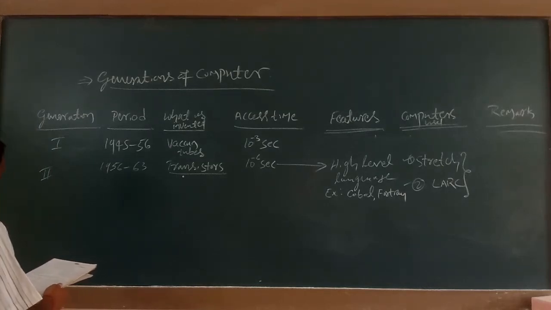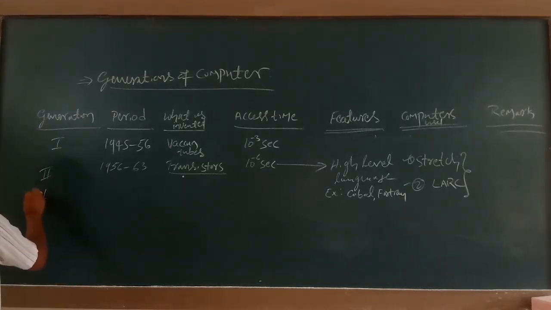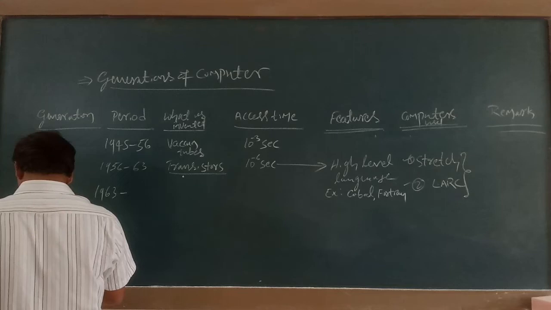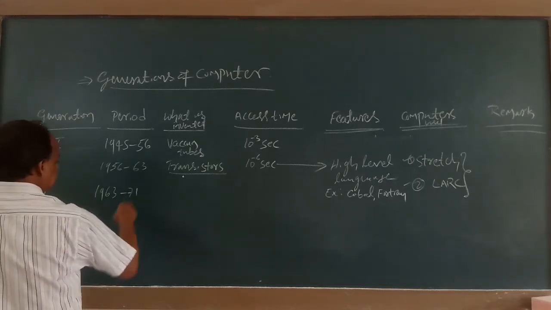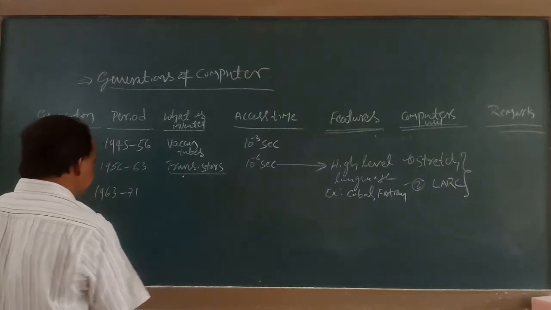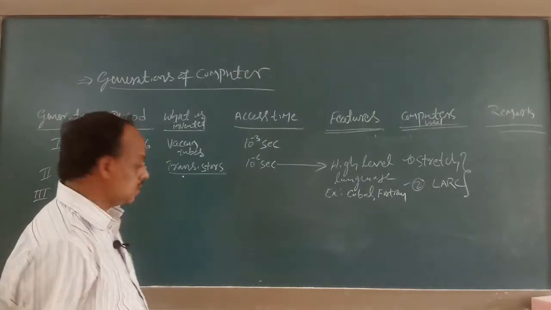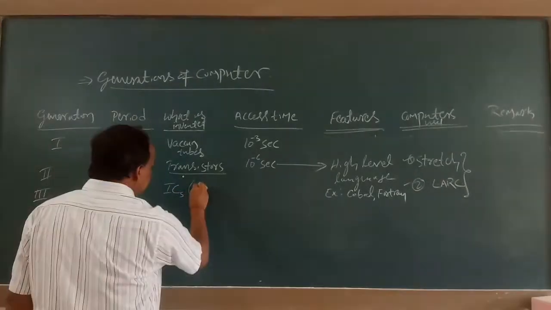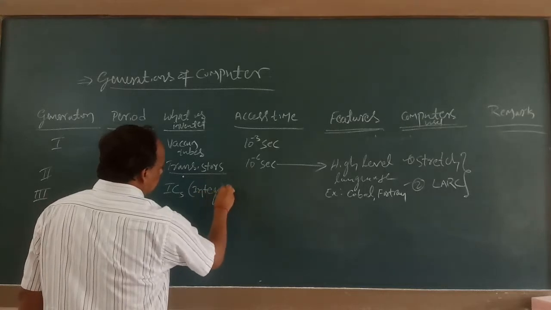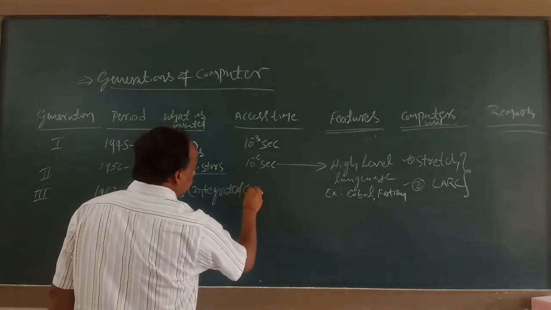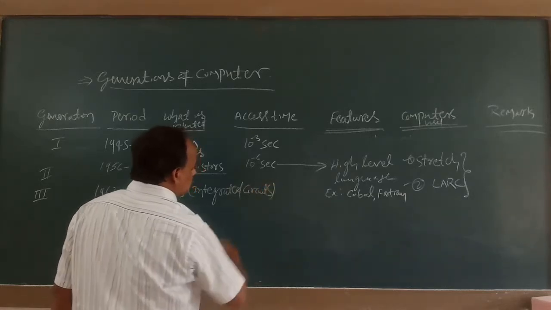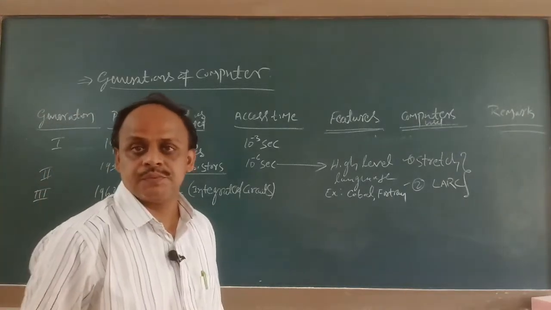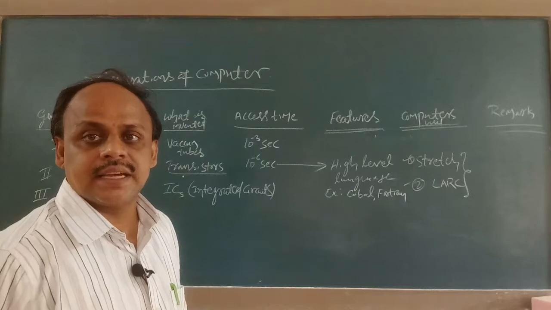Next in third generation, that is 1963 to 71, third generation, what they invented means they placed ICs, that is integrated circuits. Means in the third generation, ICs are introduced in the system. IC stands for integrated circuits.